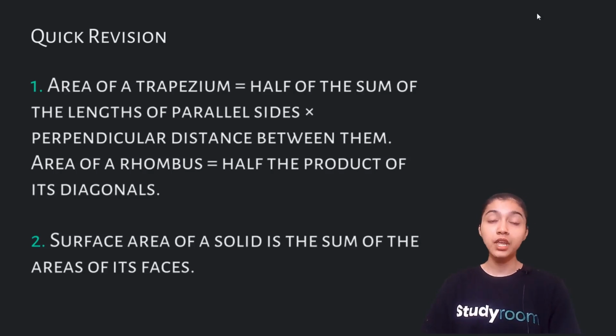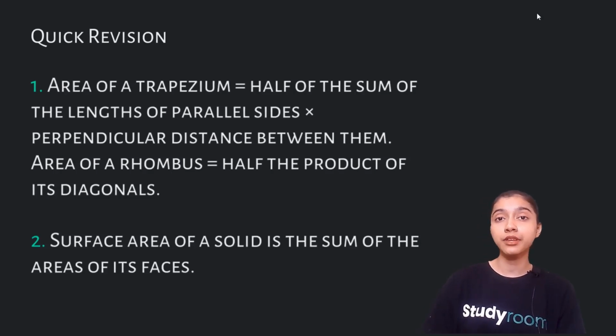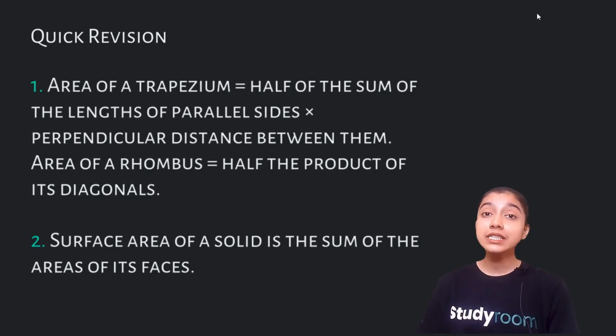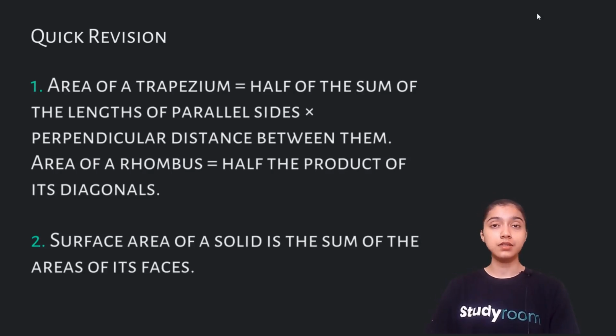Then next we studied the surface areas of different types of solids, and we concluded that the surface area of a solid is nothing but the sum of the areas of each of its faces. For example, a cube in total has 6 faces. If we calculate the area of one face of a cube and multiply it by 6, it will give us the total surface area of the entire cube.